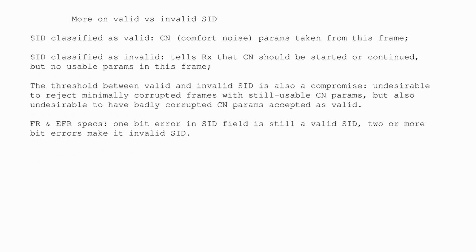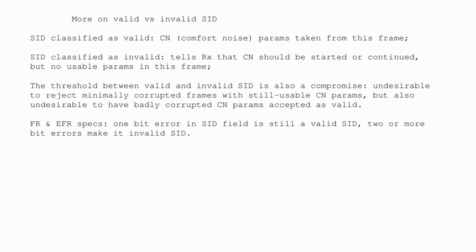So if it's classified as valid, then the ultimate decoder on the end will extract comfort noise parameters out of the frame. But if it's classified as invalid, it says the frame is too corrupted. You can't get any CN params out of it, but still initiate or continue CN generation.